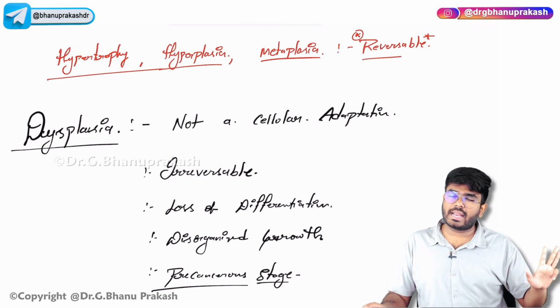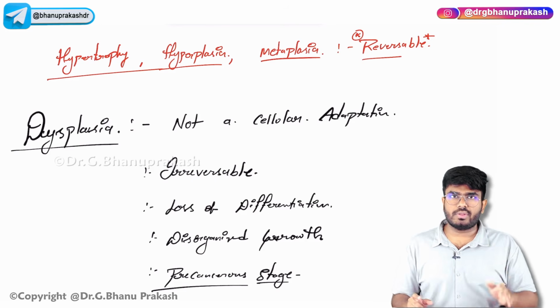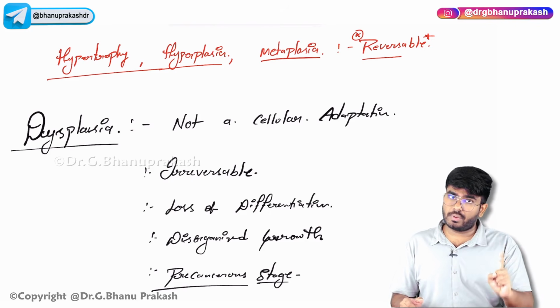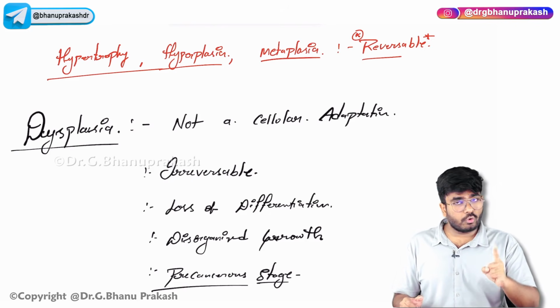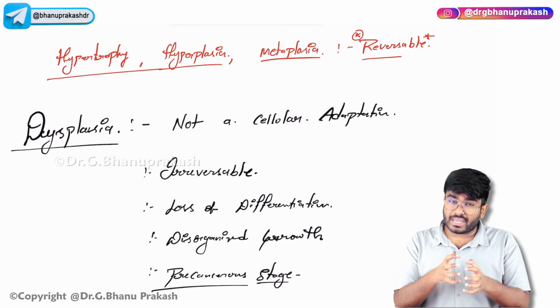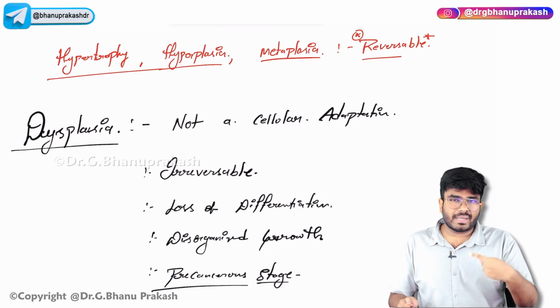They are all cellular adaptations for stress. Now, one point: increase in the size of the cell, hypertrophy. Increase in the number of the cells, hyperplasia. In the breast, hyperplasia is more. In the uterus, hypertrophy is more. Stem cell reprogramming is a mechanism under metaplasia.